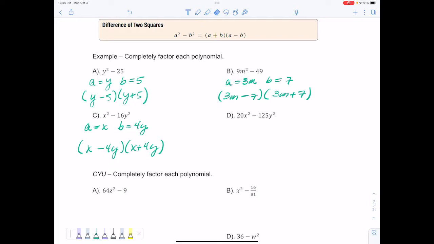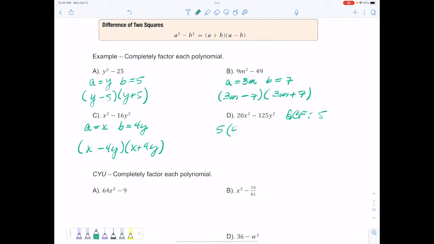And in letter D, the very first thing you should do here, since you see two terms, but they're not both perfect squares, like 20 and 125 are not perfect squares, they might have a greatest common factor. So think about numbers that go into 20 that also go into 125. And if you think about it, 5 goes into both. So 5 is your greatest common factor. So I'm going to first factor that out.